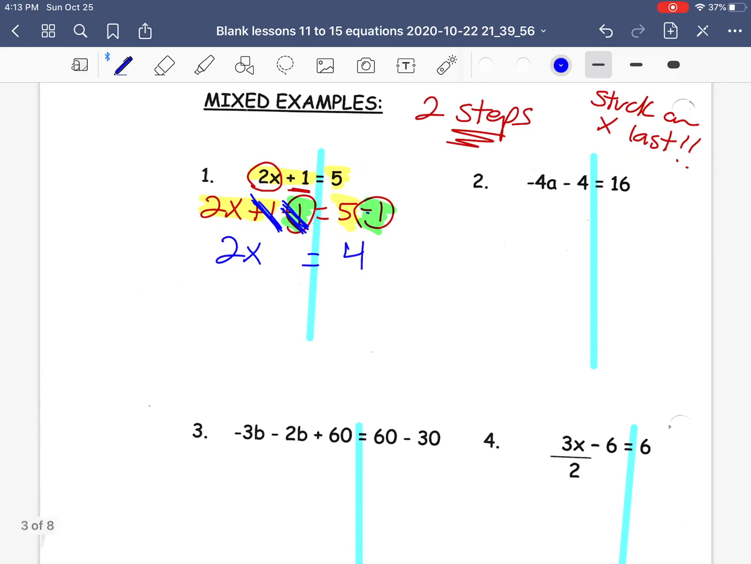Last step, like the previous page, the opposite of multiplying by 2 is dividing each side by 2. X is equal to 2.